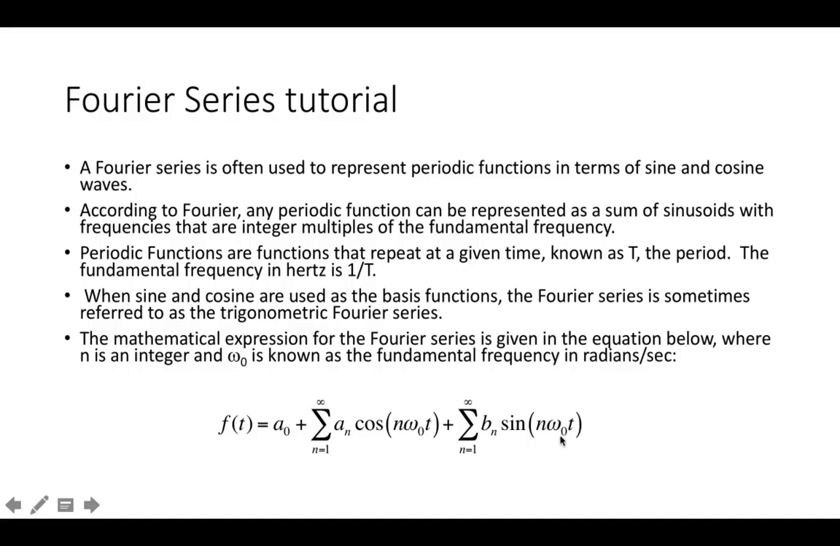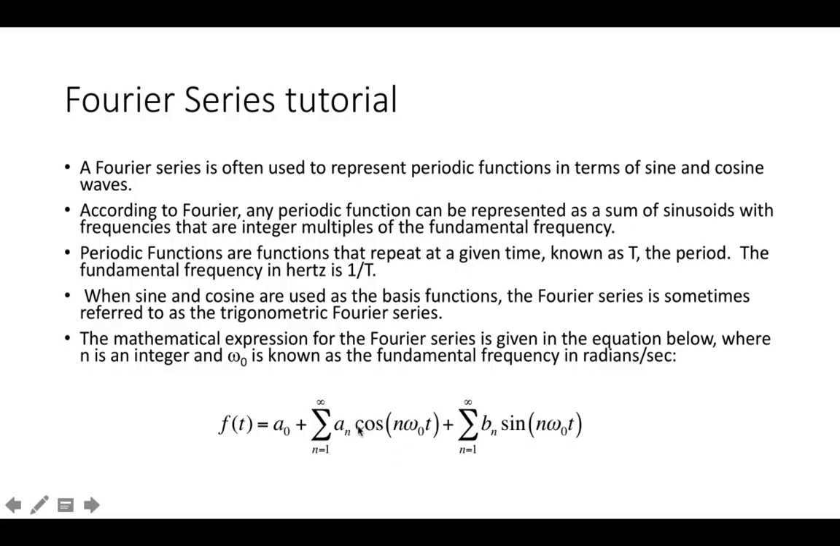Then you have the same thing with the sine function: the sine of n omega naught t. Omega naught, once again, is a constant equal to 2 pi over the period, with units of radians per second. n is an integer going from 1 to infinity, and so this expands into a sum. a sub n and b sub n are coefficients.